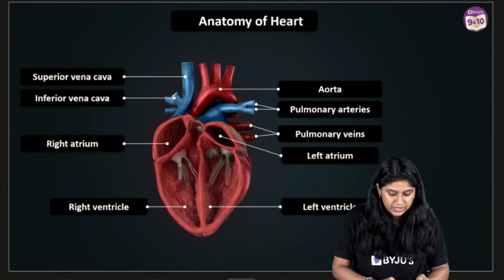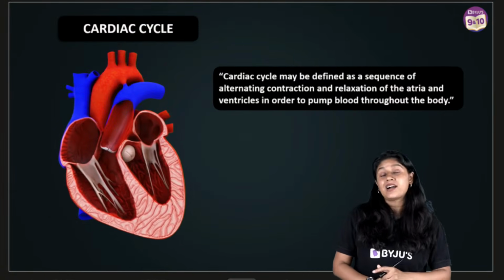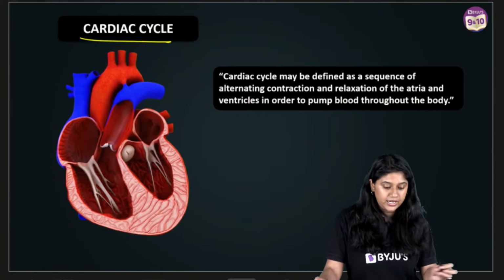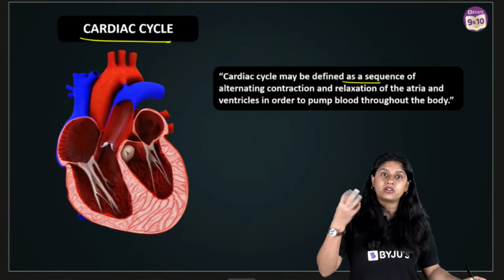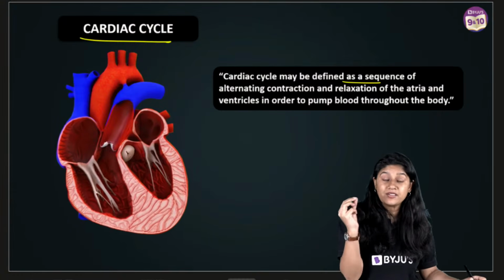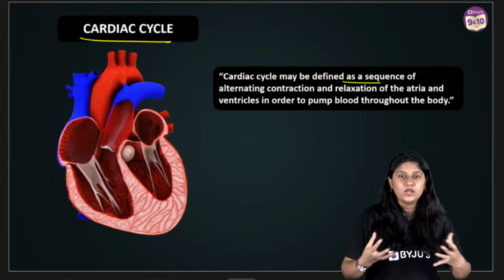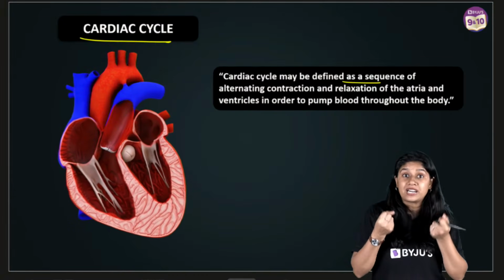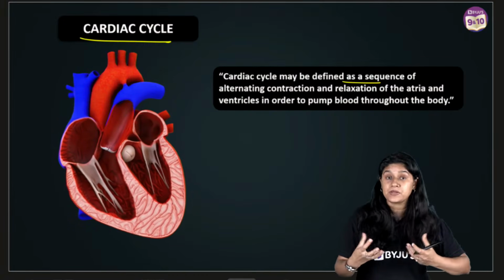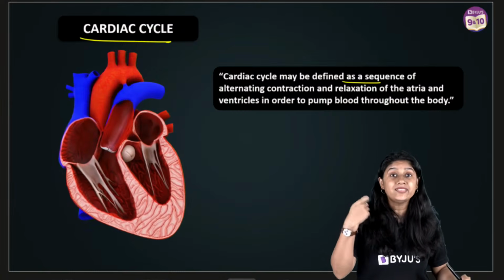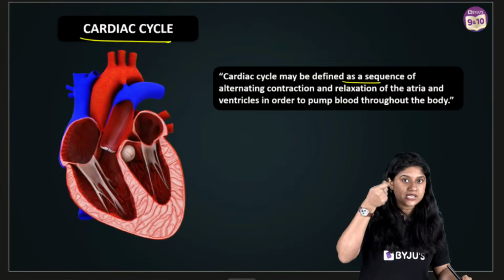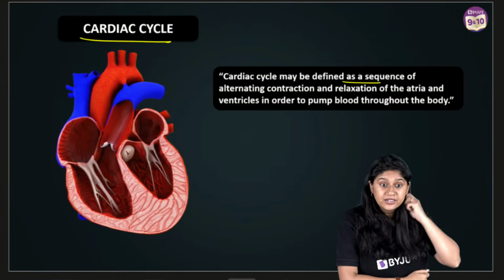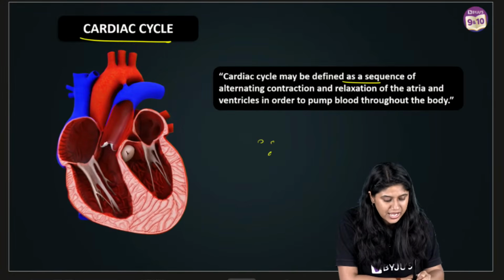Now let's talk about the cardiac cycle. What is a cardiac cycle, everyone? A cardiac cycle can be defined as a sequence of contraction and relaxation. This is very, very important in the heart. We know that our heart is the pumping organ. There's a contraction and a relaxation that happens, and because of the contraction and the relaxation, the blood moves inside the chambers and moves outside the chambers. So let's understand this.